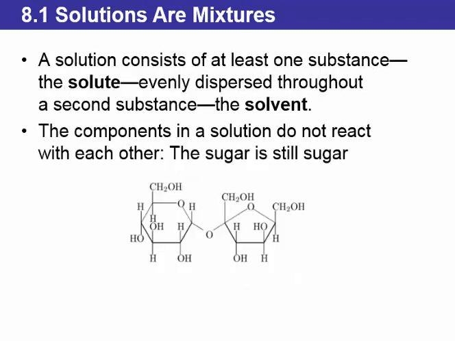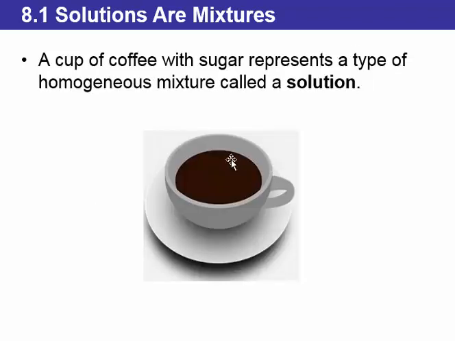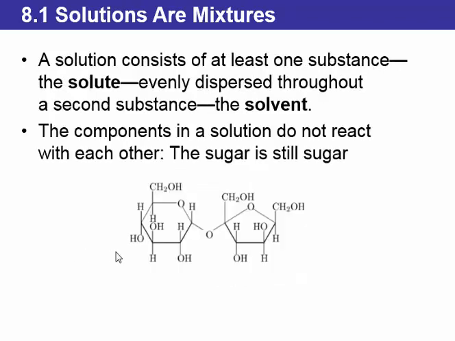So a solution consists of at least one substance, known as the solute, which is dissolved and evenly dispersed throughout the second substance, which is known as the solvent. So in the cup of coffee, the solvent is going to be water, and the solutes are going to be caffeine, the flavor compounds, and of course the sugar.